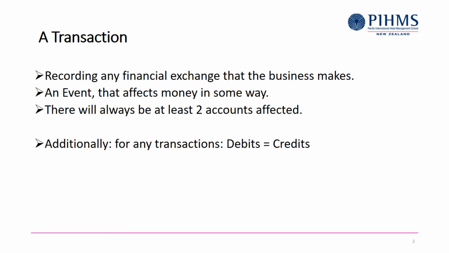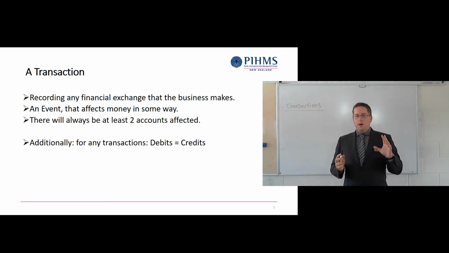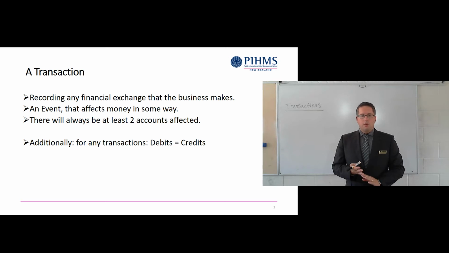Additionally, we're going to learn a bit more about debits and credits. When you do a transaction, debits will always equal the credits. So we'll learn a bit more about that in an upcoming topic about debits and credits. So transactions, remember those three things. We want to record anything that a business does. It's always an event that affects money, and now at least two accounts are affected. Important thing, okay? Two accounts.